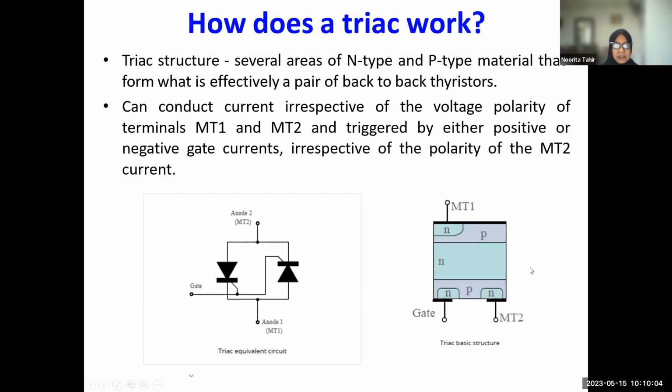Okay, so for the operation of the triac, we can imagine that the circuit symbol of the triac is actually two thyristors. Ya, sini 1 thyristor, ini 2nd thyristor in parallel but in the opposite direction, different way. Okay, so the operation of the triac, kita can imagine or kita can actually visualize.